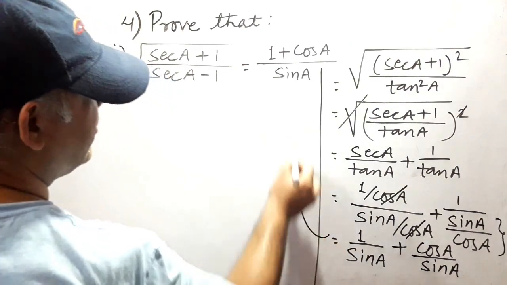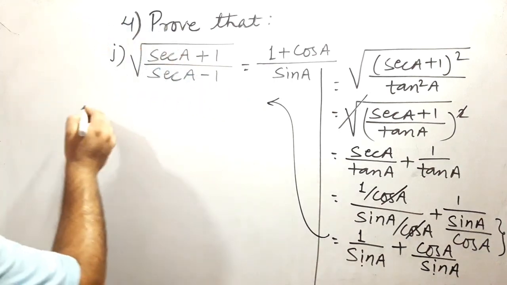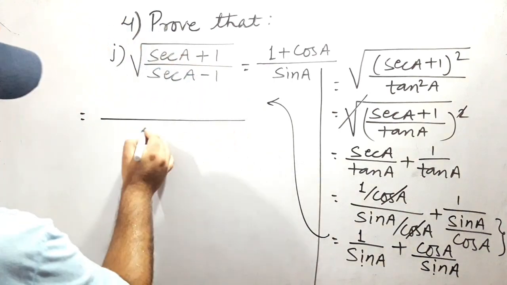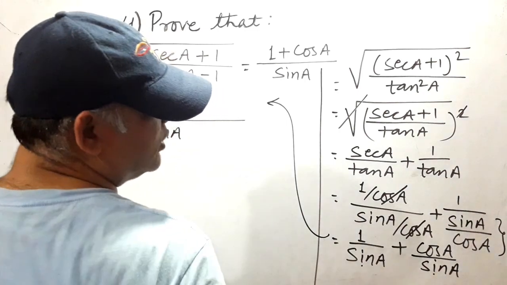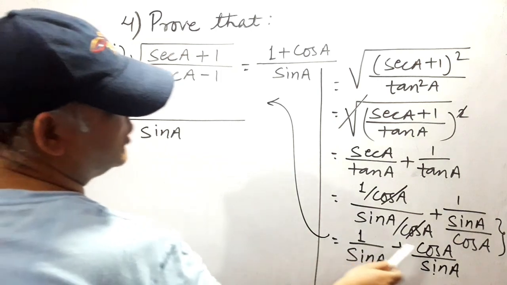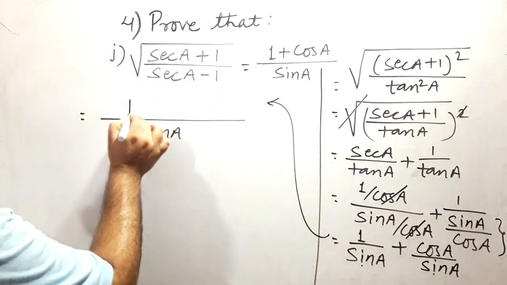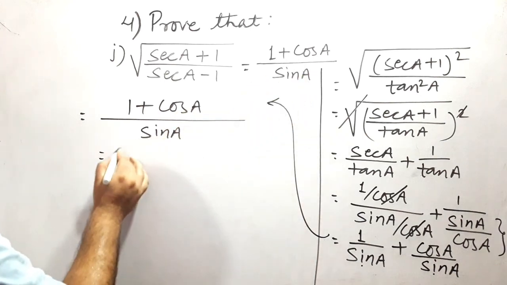Now continuing from here, sin A and sin A, we can take the LCM. So the LCM is sin A, since in the denominator there is both sin A, so sin A comes as LCM. Now we can write this numerator part as they are, 1 plus cos A, which is our right hand side.